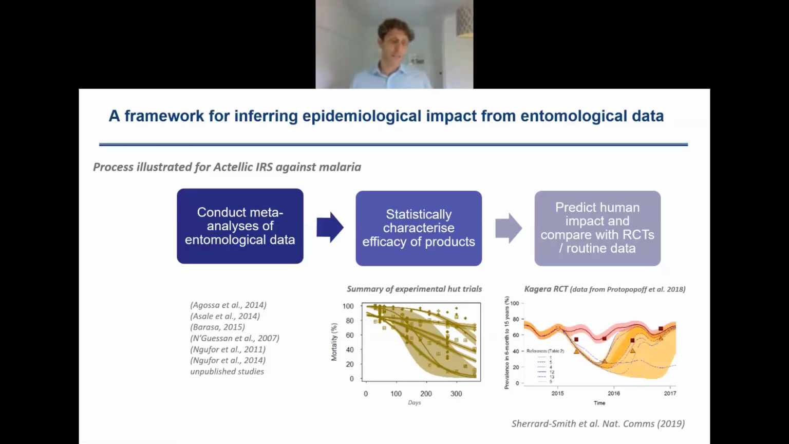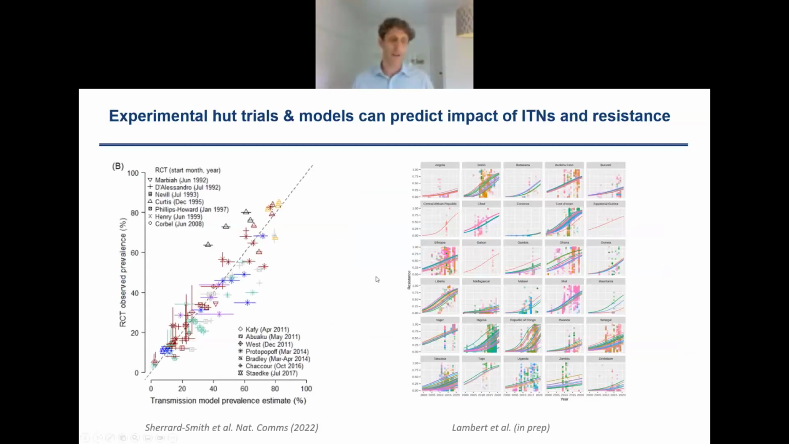And so what you can see is that, broadly speaking, our model is able to recreate the results of the cluster randomized controlled trials. You can see on the x-axis the transmission model predicted prevalence, and the y-axis is the observed prevalence. In an ideal world, all the points would fall along the line. But what we see is, broadly speaking, our model is able to capture the dynamics in different settings from these different cluster randomized controlled trials.